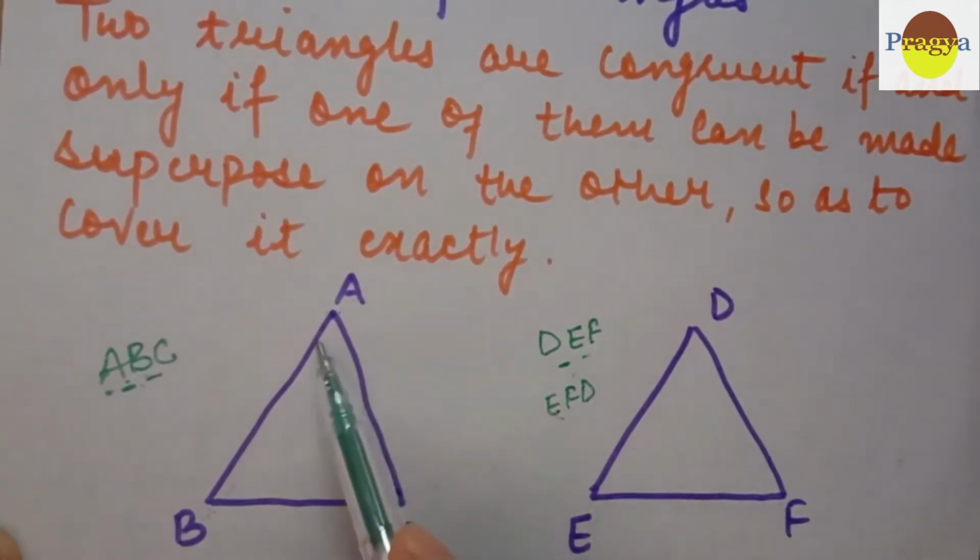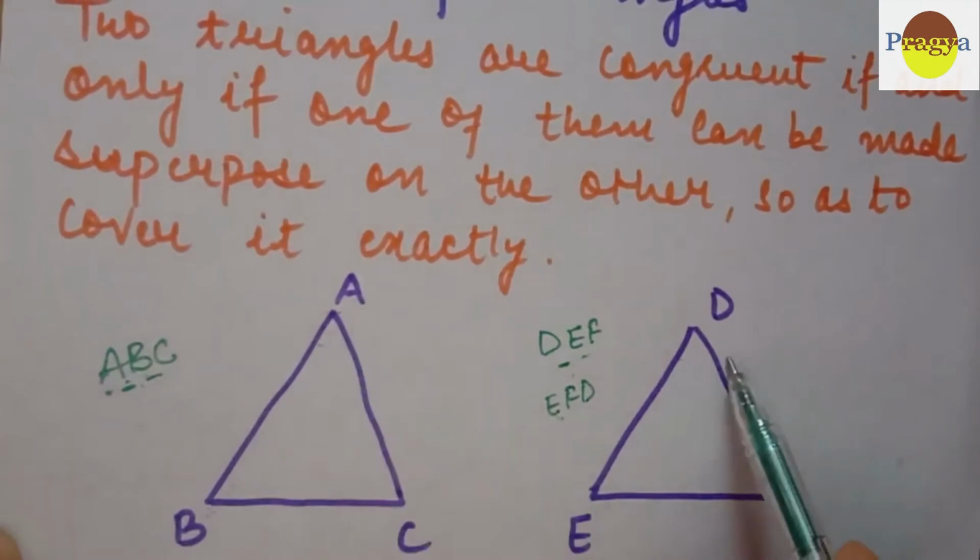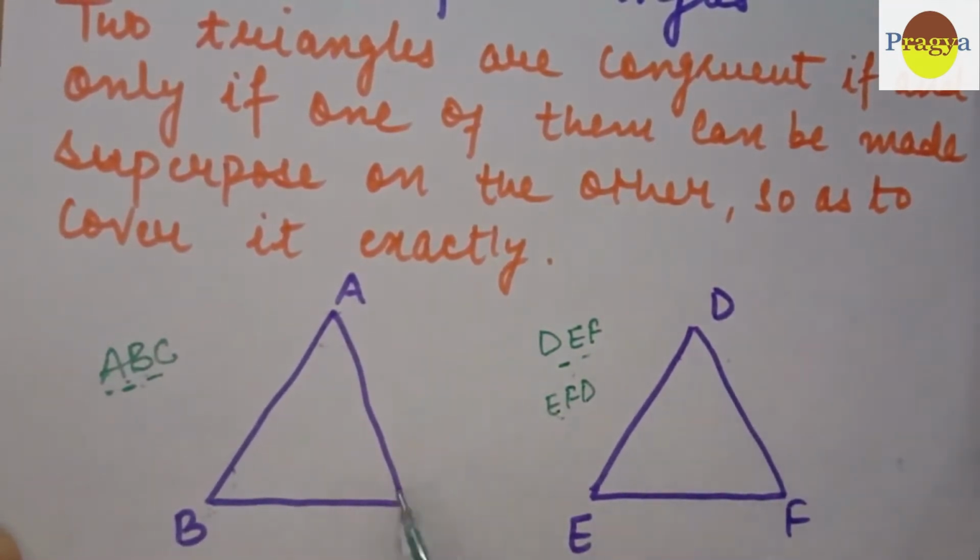Similarly, for corresponding angles, angle A should be equal to angle D. Angle B we will take with angle E, and angle C with angle F. So these are the corresponding parts. We have 6 elements, 3 sides and 3 angles, for both triangles. These are the 6 equalities. For congruency of a triangle, we only need 3 elements, any 3 elements on the basis of criteria of congruency, which we will learn later.